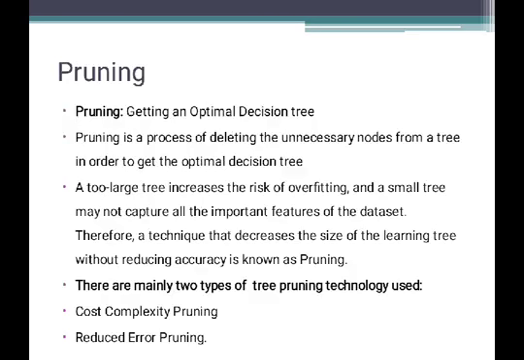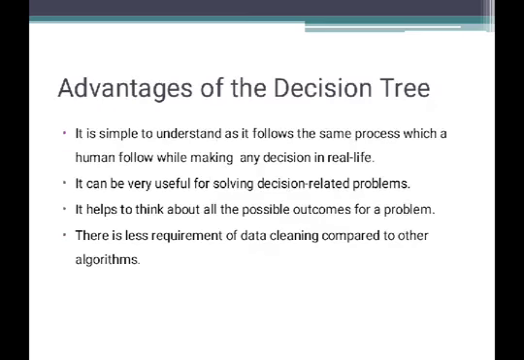Pruning. Getting an optimal decision tree is called pruning. Pruning is a process of deleting the unnecessary nodes from the tree in order to get the optimal decision tree. A too large tree increases the risk of overfitting, and a small tree may not capture all the important features of the dataset. Therefore, a technique that decreases the size of the learning tree without reducing accuracy is known as pruning. There are two types of pruning techniques used: cost complexity pruning and reduced error pruning.